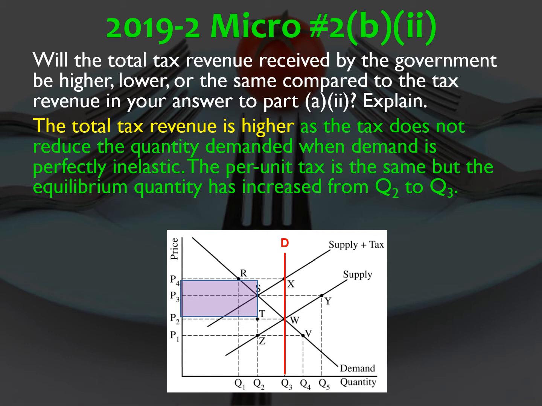So the per unit tax is the same, but now the equilibrium quantity has increased from Q2 to Q3. So that green area is the increase in the total tax revenue. Again, you didn't have to graph this, but this allows you to see what the change in the tax revenue is. It's higher because the amount of the tax is the same and the quantity sold has increased due to the inelastic demand.